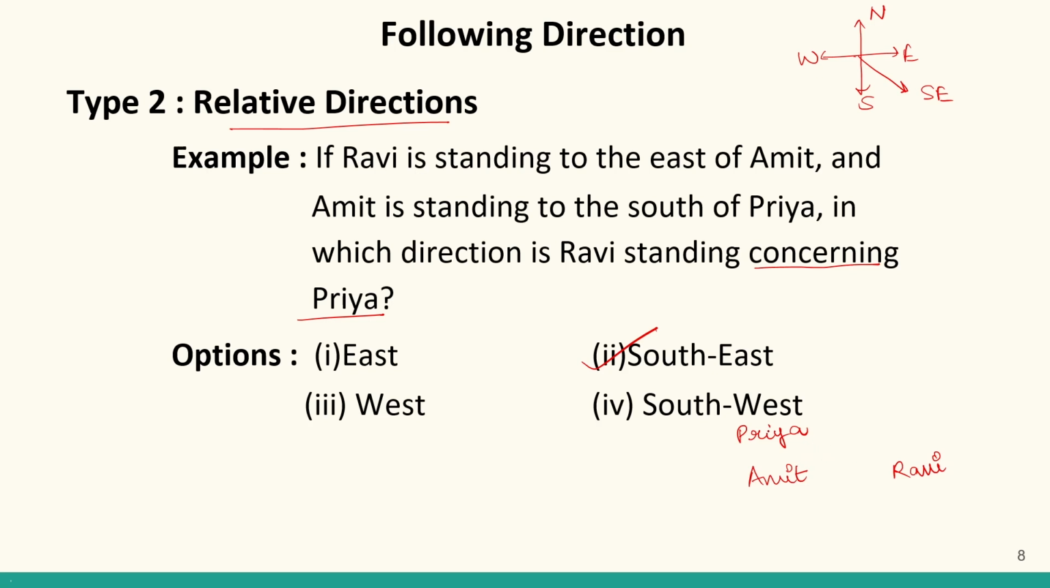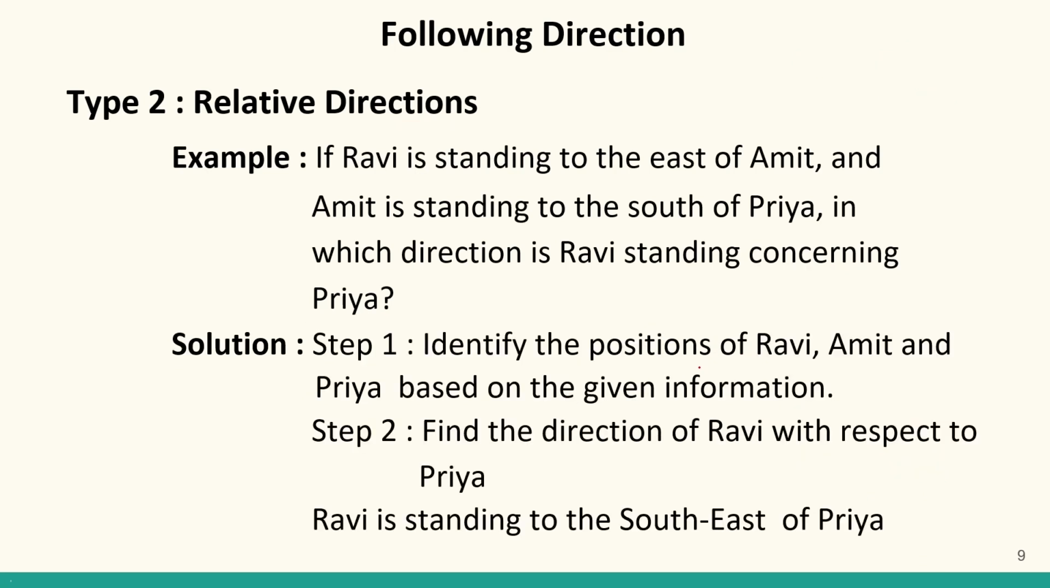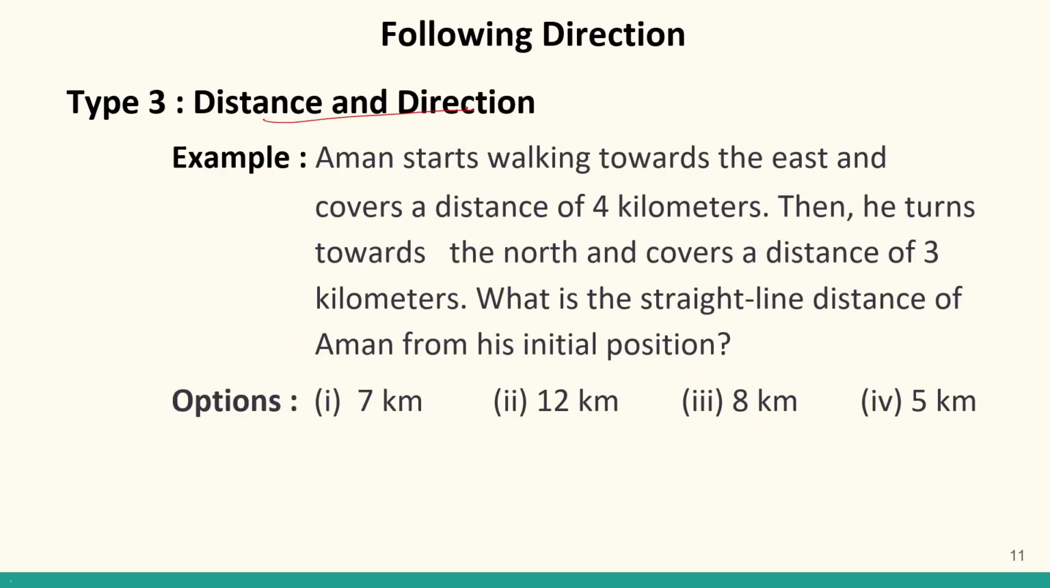If the question said what would be the direction of Priya with respect to Ravi, then in that case it will be northwest. Understood? So in relative direction questions, please read the question carefully and understand with respect to which person we are finding the direction. Okay, then this is the third type, distance and direction.